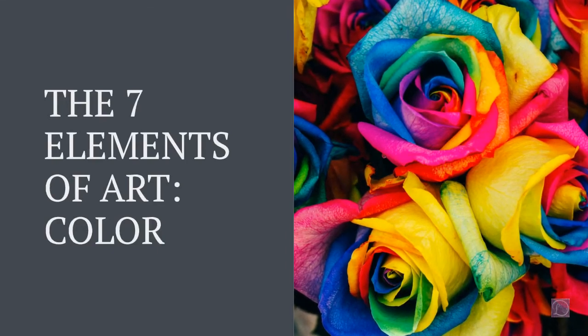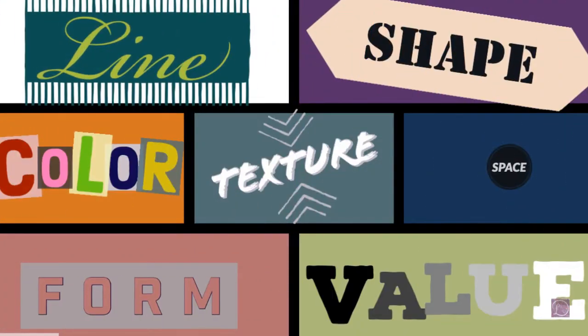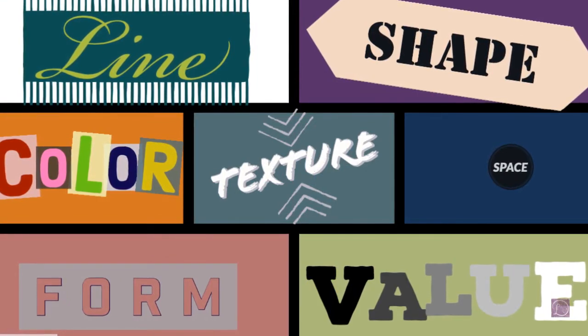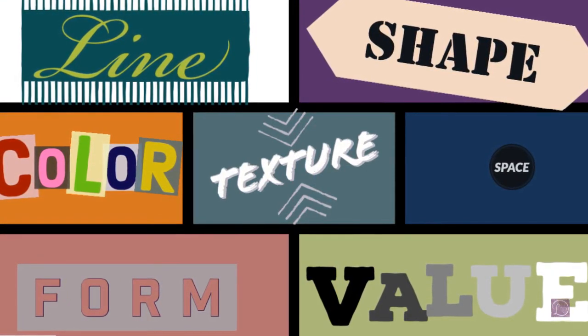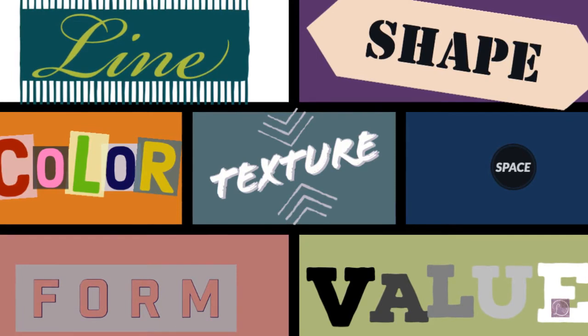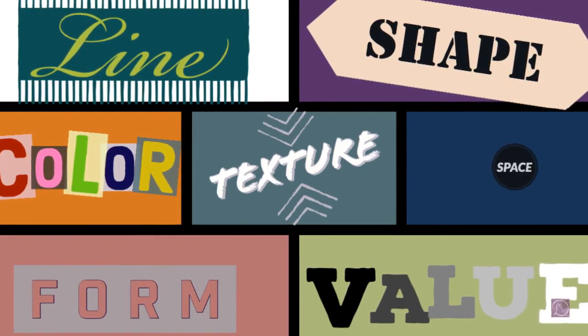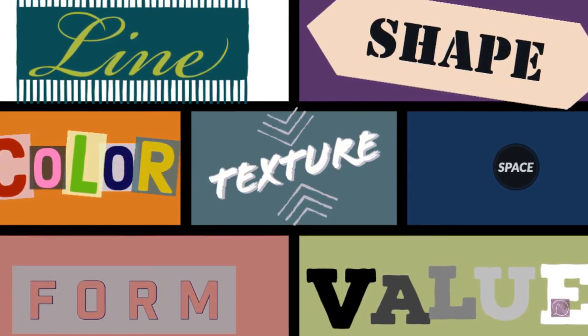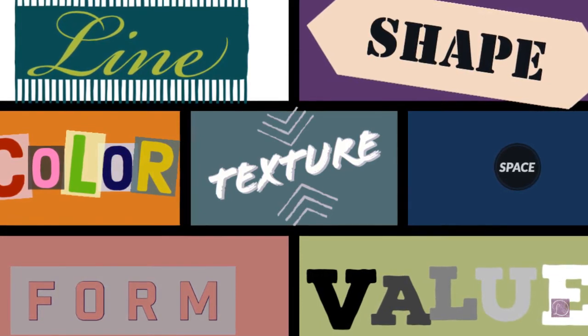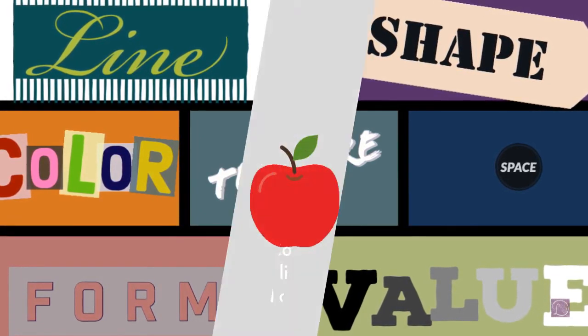The 7 elements of art. Color. The 7 elements of art are line, shape, color, texture, space, form, and value. They are the words that we use to describe art and the building blocks for what we use to create.